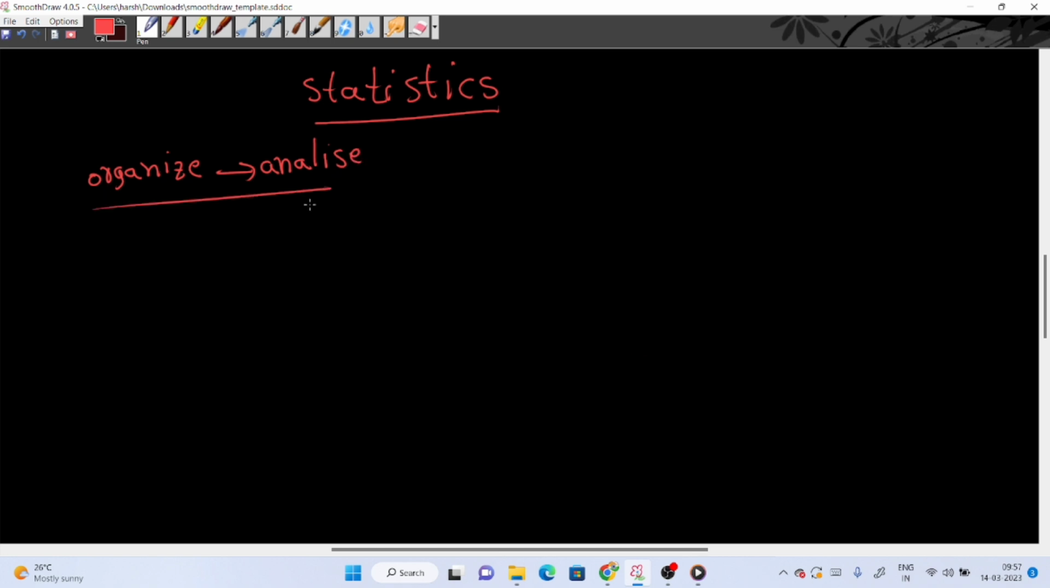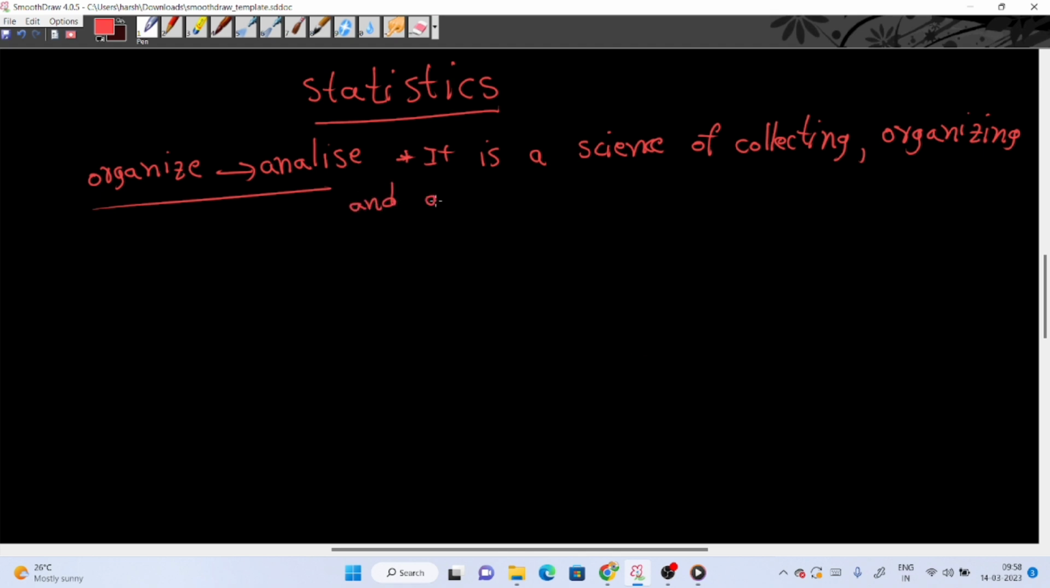So the definition of statistics would be something like this: it is a science of collecting, organizing, and then analyzing the data.